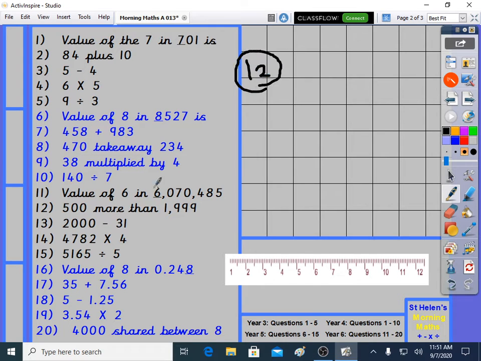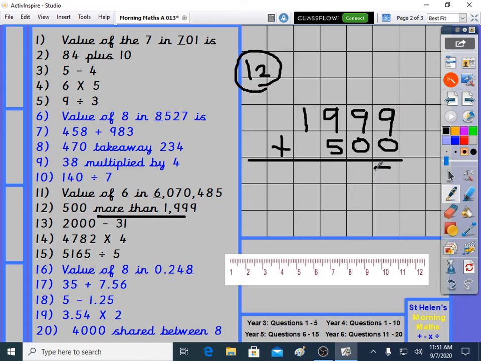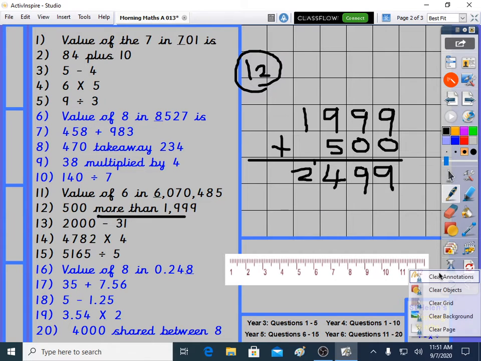500 more than. We're still on the more than questions. Some of you are wondering when it's going to change. We'll see. Won't be long, surely now. 500 more than 1,999. So that's a plus, of course. Or easy plus. These 9s just stay as 9s because we added 0. 9 plus 5, though, is 14. We get 2,499. That definitely makes sense. Keep up with the copying. We're on question 13 next.